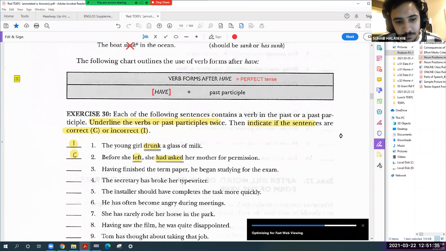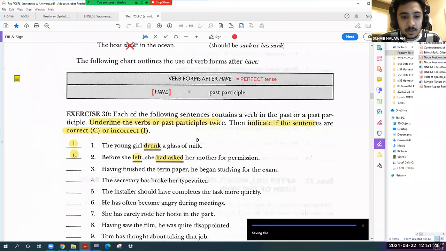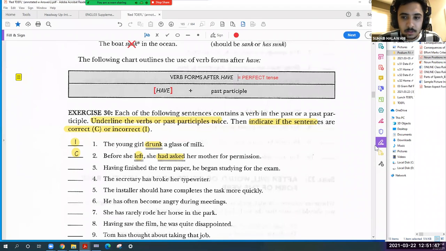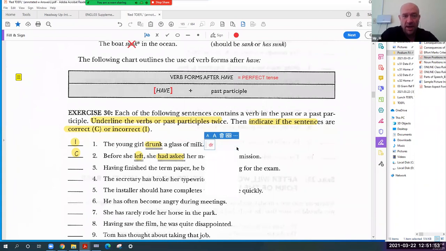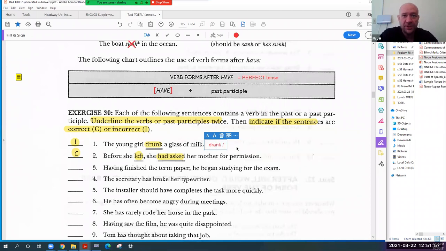That's right. So we've got two choices to fix this example. Either the girl has drunk. What's verb two? Give me verb two. Drank. That's right. So verb two is drank. Okay. The young girl drank, D-R-A-N-K. Or second option, has drunk.